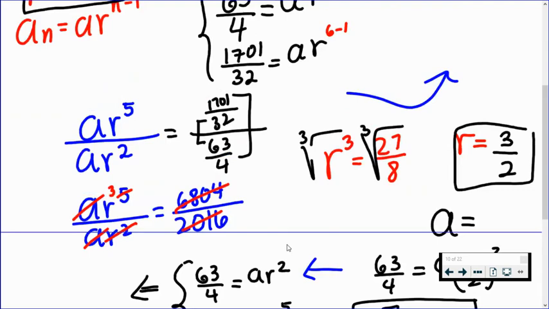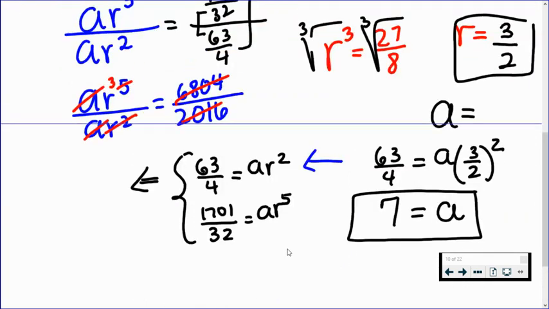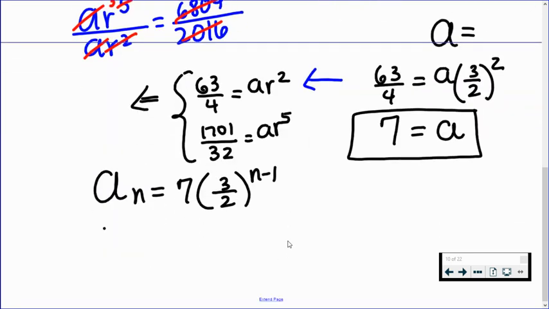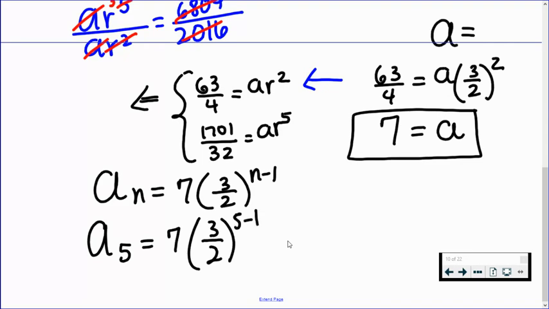Now that I have the information, I'm going to set up the formula for the sequence. And now it's asking you to find the fifth term. So I'm going to place 5 for n. Be careful when you're plugging this into your calculator. And sometimes these numbers are not very friendly, like in this case.